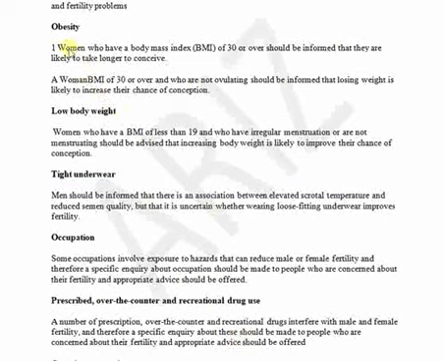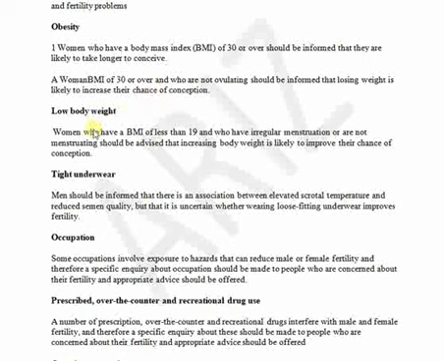Obesity. Women who have a body mass index of 30 or over should be informed that they are likely to take longer to conceive. Women with a BMI of 30 or over who are not ovulating should be informed that losing weight is likely to increase their chance of conception.